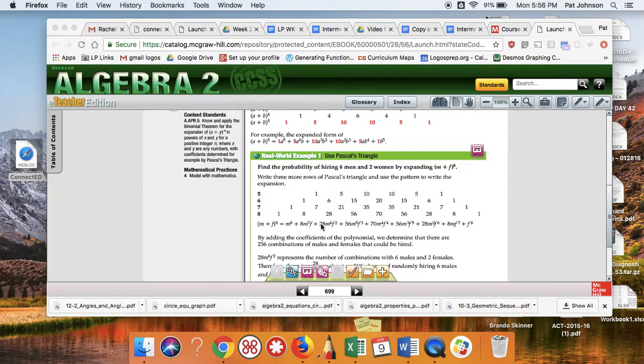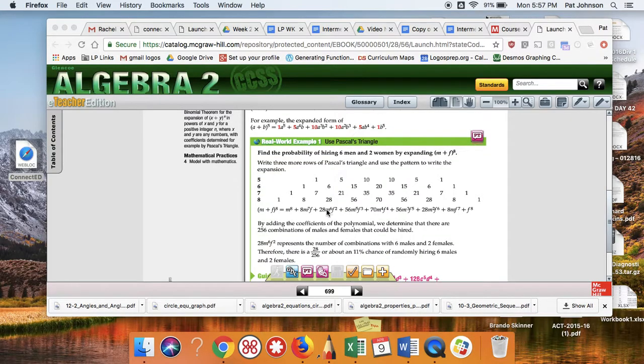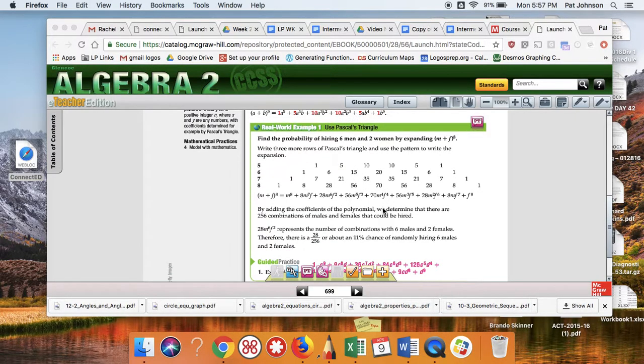So by adding the coefficients of all this polynomial, we determined that there were 256 combinations of males and females that could be hired. 28m to the 6th f squared represents the 6 males and 2 females, and you take the probability of 28 out of 256, or about 11% chance of hiring males. So I'm not really worried about doing probabilities. I'm worried about you knowing how to do Pascal's triangle and the process.